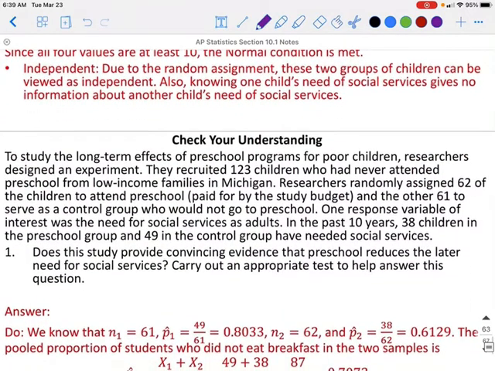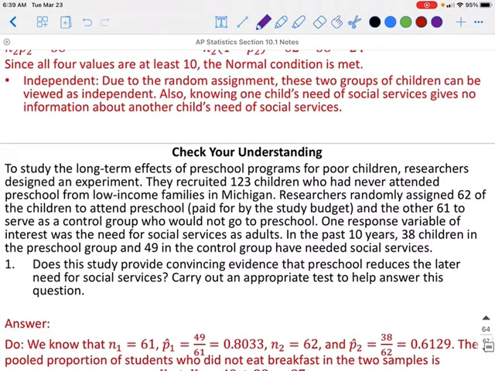So we know that n1 was 61. p hat 1 is going to be 49 out of the 61 needed social services, or about 80%. Group 2, the one who did go to preschool, there was 62 of those. And the probability of success, which in this case means they needed social services, there was 38 out of the 62 that needed social services, which is about 61%.